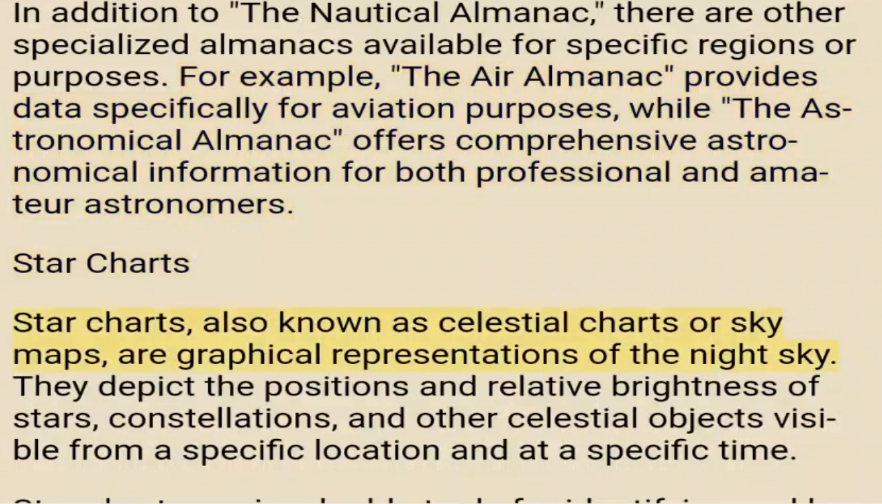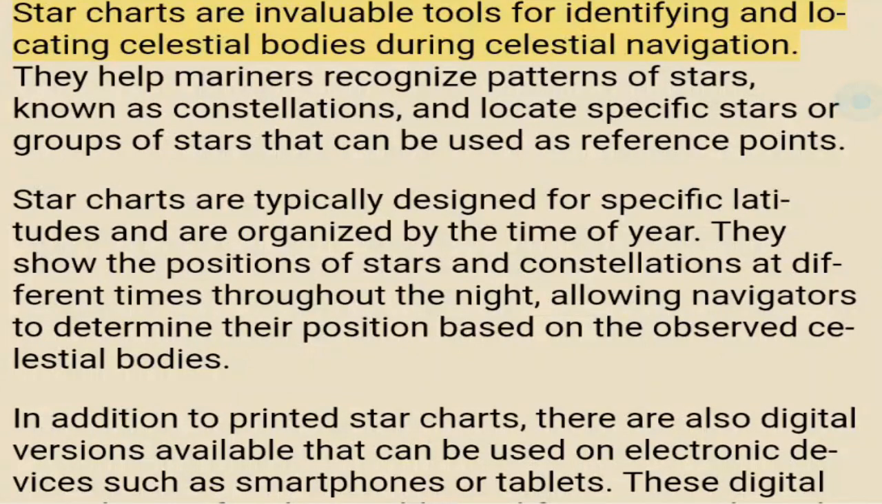Star charts. Star charts, also known as celestial charts or sky maps, are graphical representations of the night sky. They depict the positions and relative brightness of stars, constellations, and other celestial objects visible from a specific location and at a specific time. Star charts are invaluable tools for identifying and locating celestial bodies during celestial navigation. They help mariners recognize patterns of stars, known as constellations, and locate specific stars or groups of stars that can be used as reference points.